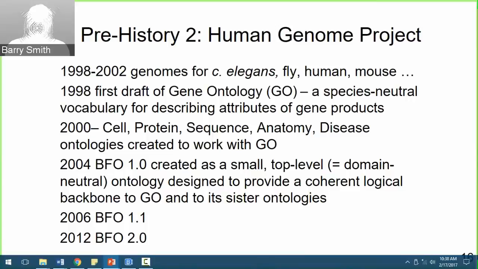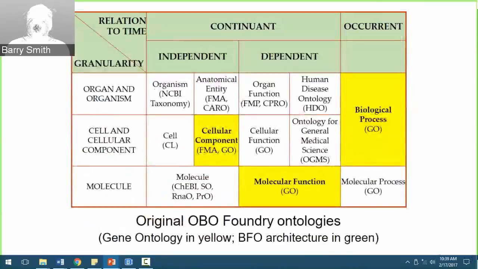And this led to the development of more ontologies, which were created by descent from the GO. Each of them was designed to be interoperable with the GO. And then BFO was created against this background. It's very closely related in structure to the structure of the GO. It then served as the hub for what was called the OBO Foundry, which in its original iteration looked like this. So these are all biology ontologies.